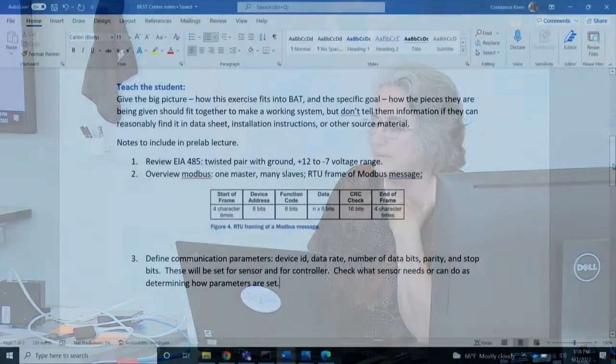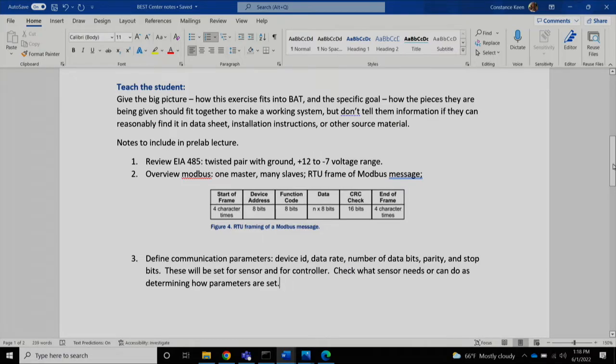Then when you're teaching the student, give the big picture, how this exercise fits into BAT in general, the specific goal, and the pieces they should be given to fit together to make a working system. But what I am not doing is giving step-by-step instructions. Everything's geared around a lab, but in my lab document I'm not necessarily giving step-by-step instructions. When you're out in the field, there's not going to be this little manual that gives you step-by-step instructions. You have to know how to go and find the information yourself.